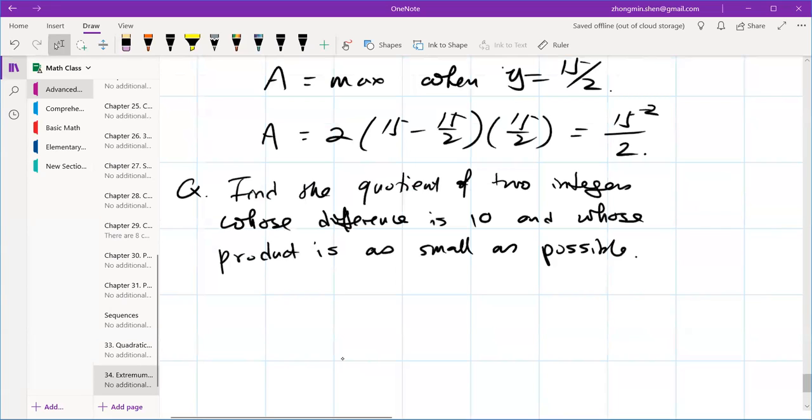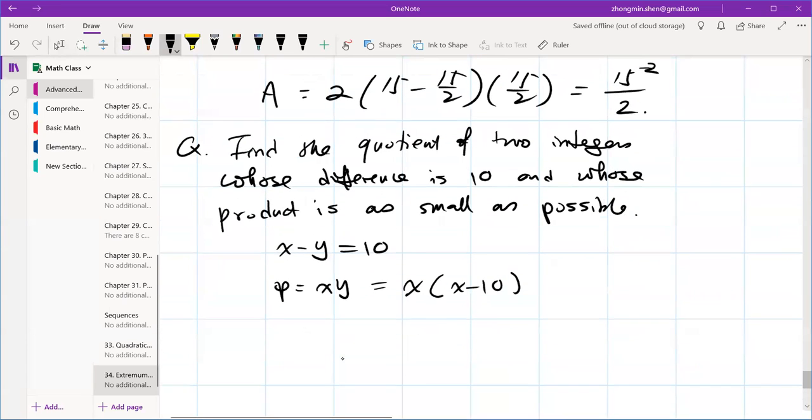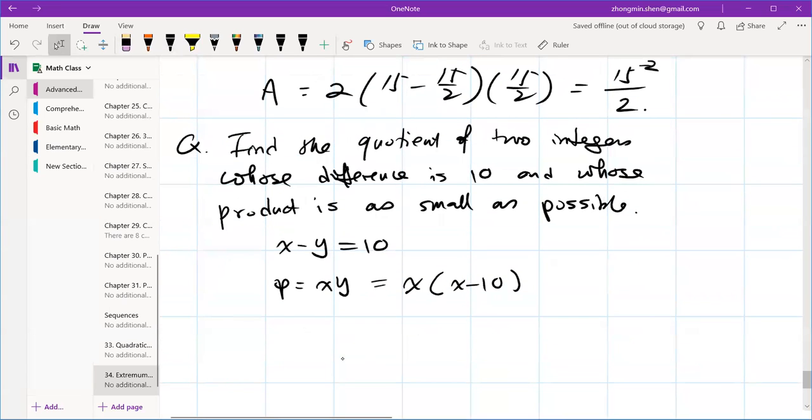Okay. You have two numbers, right? Let's call them X and Y. The difference is going to be 10. The product will be the smallest. There is no restriction on X; X need not be positive or negative. So you will get X, and what is Y? Y is going to be X minus 10. No restriction on X, but Y depends on X.